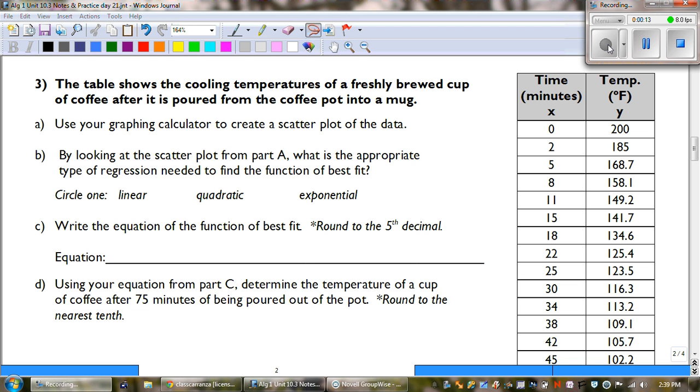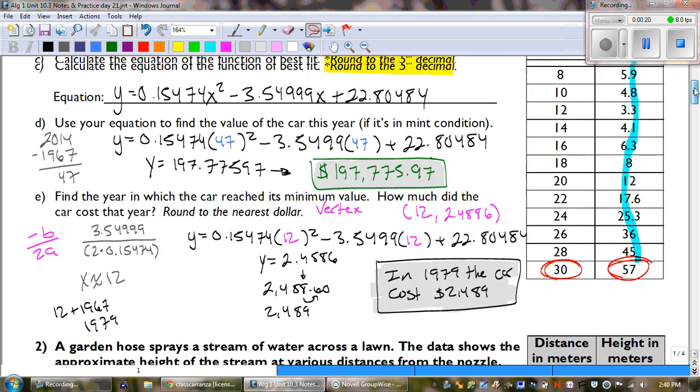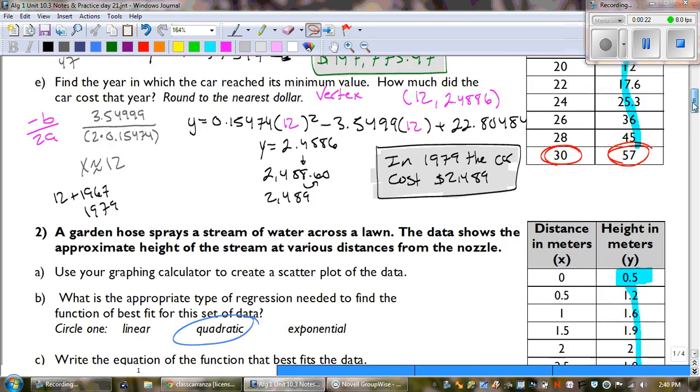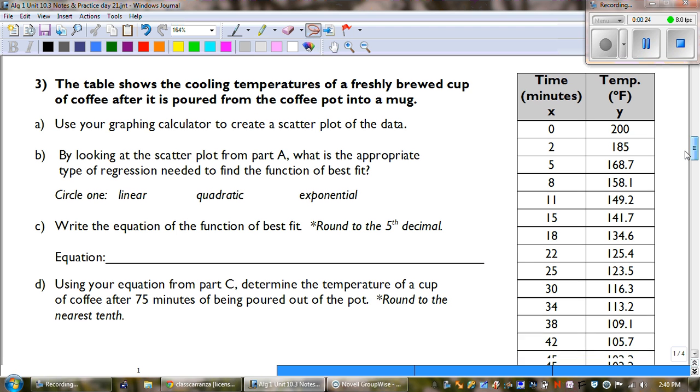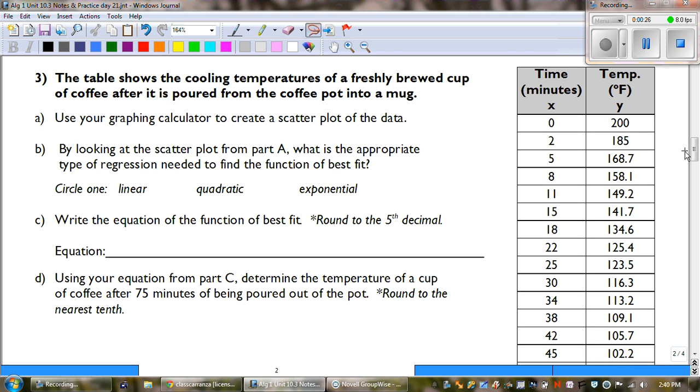So, we're on the back side of the notes. The front page looks something like this. Go ahead and get your graphing calculators out, or just follow along. Let's go ahead and read number 3.